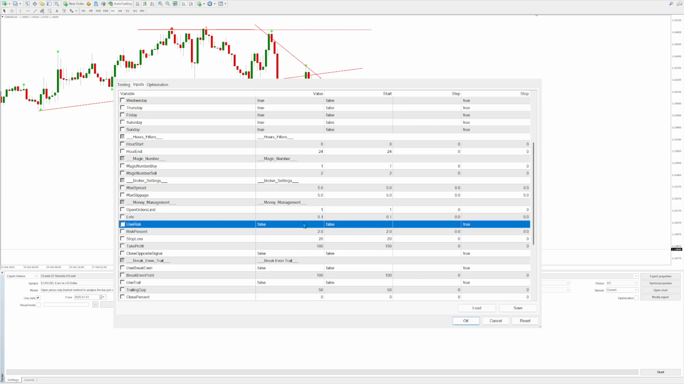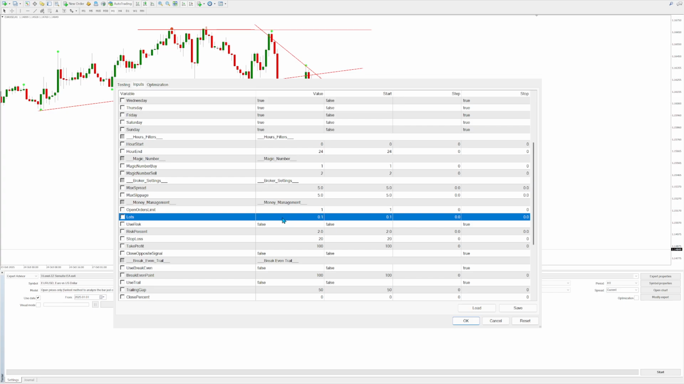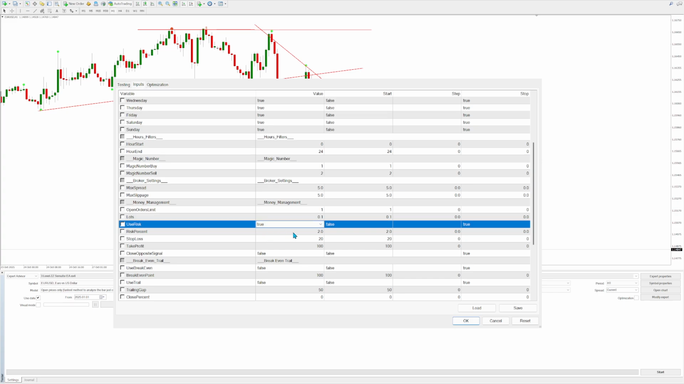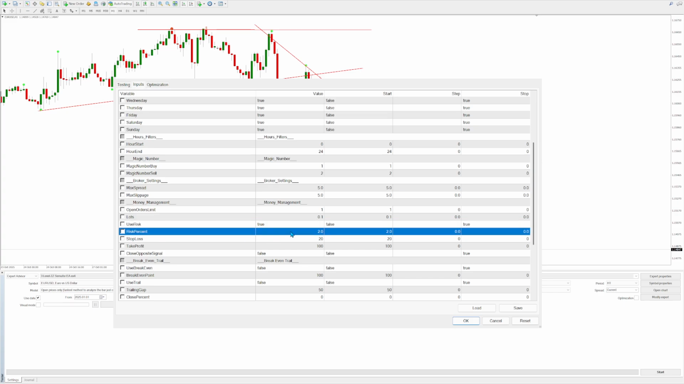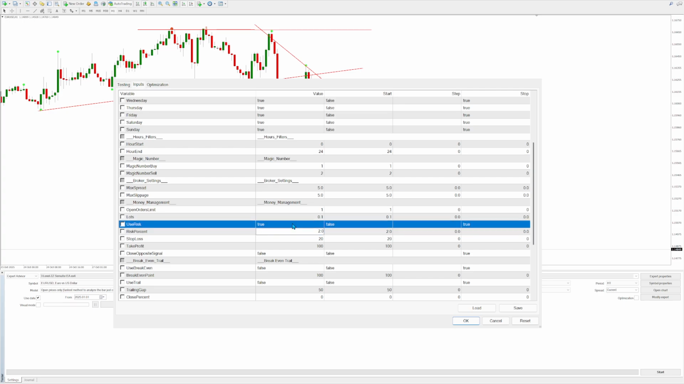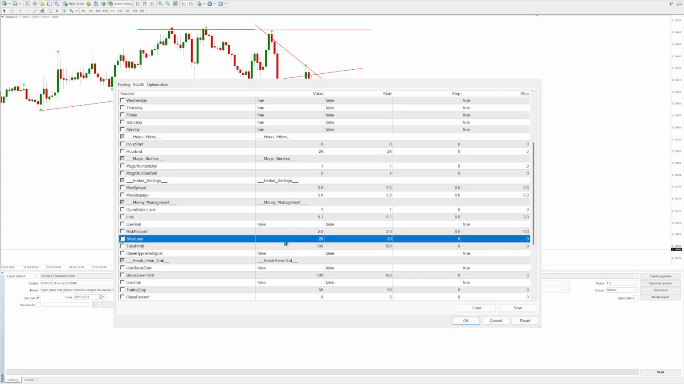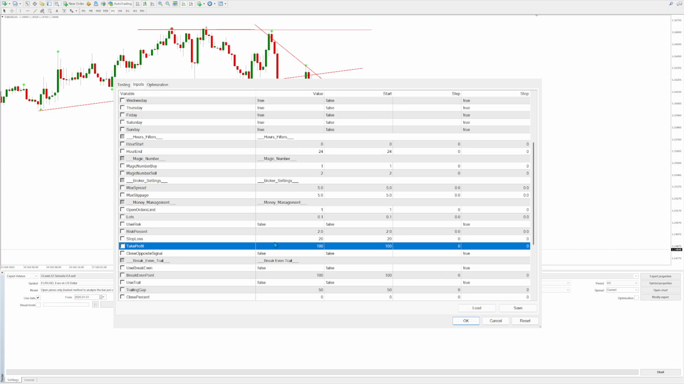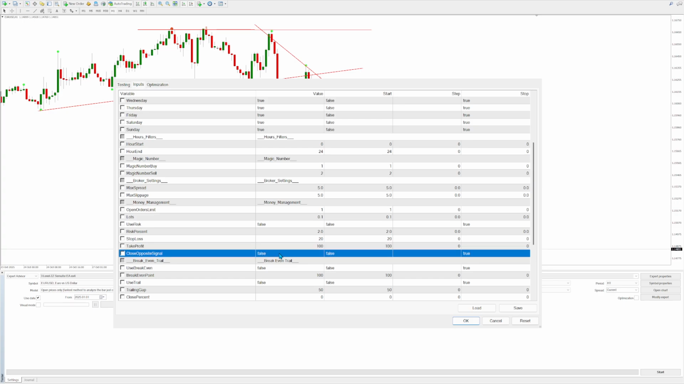Lot size. So if you have user risk set to false, the EA will use the lot size that you put here in the lots field. If you have user risk set to true, the EA will calculate the lot size depending on the risk percent that you set here in the risk field. Stop loss and take profit, self-explanatory. Close on opposite signal, true or false. If there's an opposite signal, you can close an open trade.